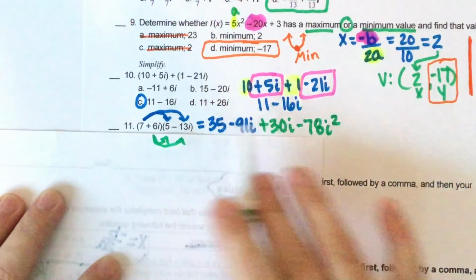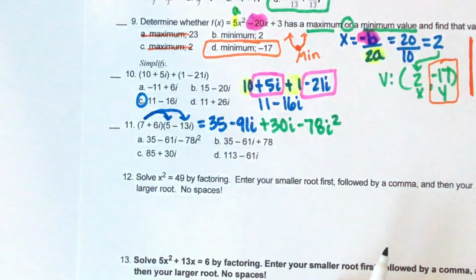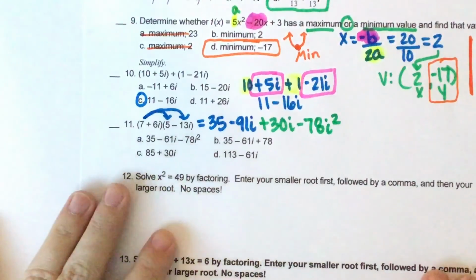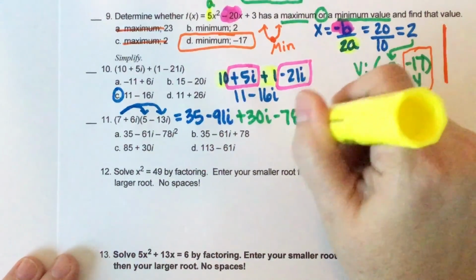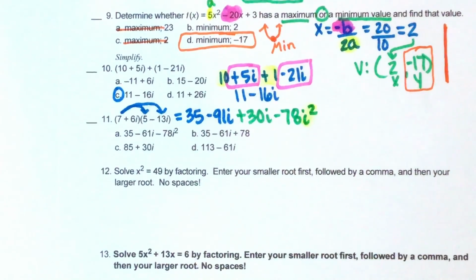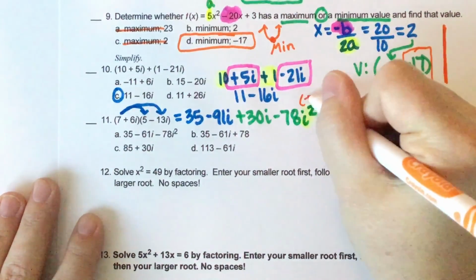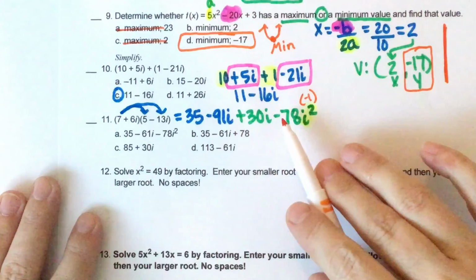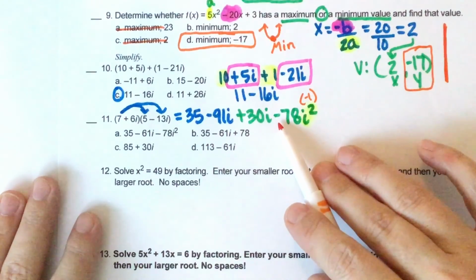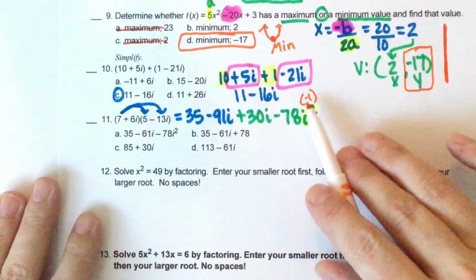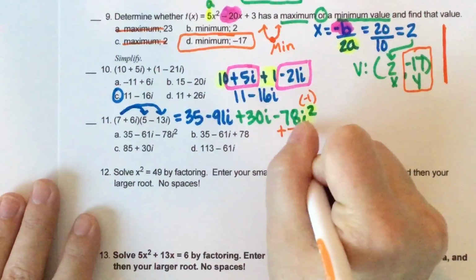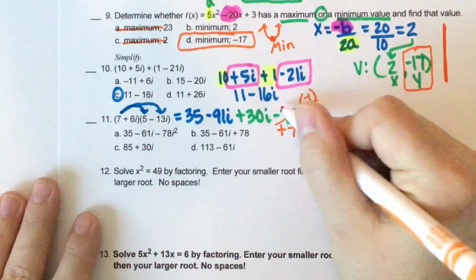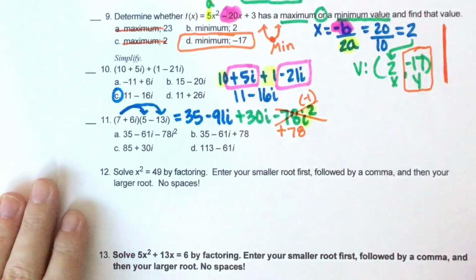Remember, i times i is i squared, just like x times x is x squared. Okay, but every time I see an i squared, I need to replace it with a negative 1. So this is really telling me to take negative 78 times a negative 1. And a negative 78 times a negative 1 is a positive 78. So that just becomes a positive 78.